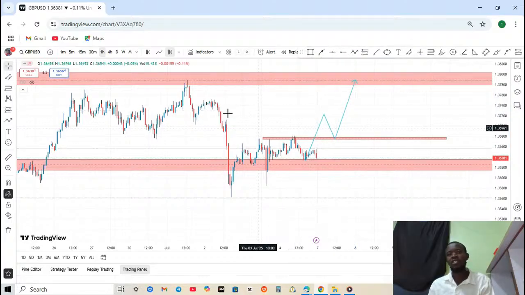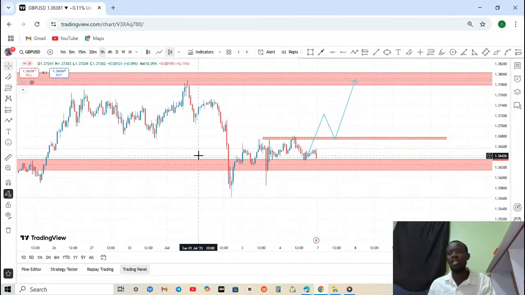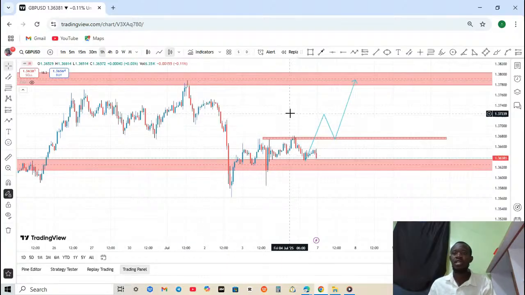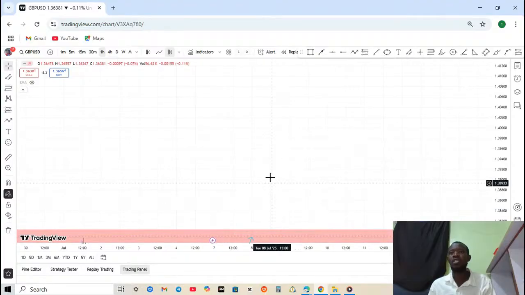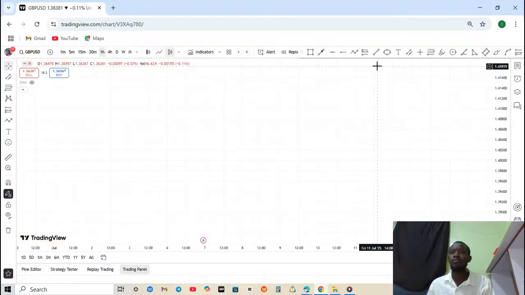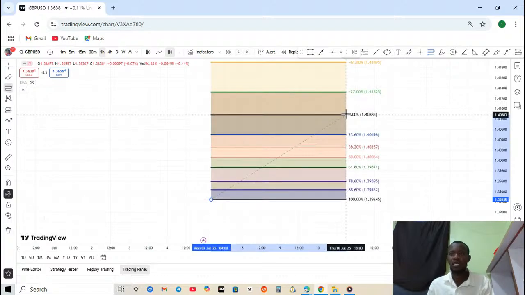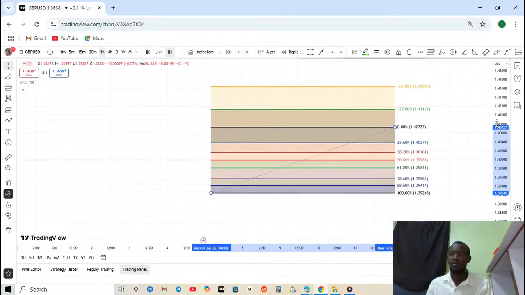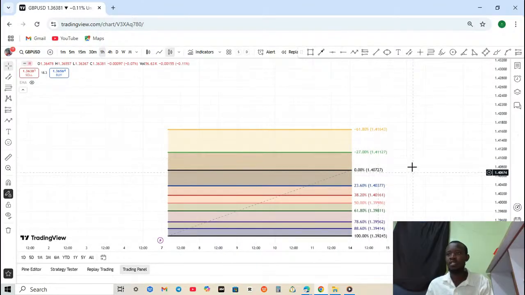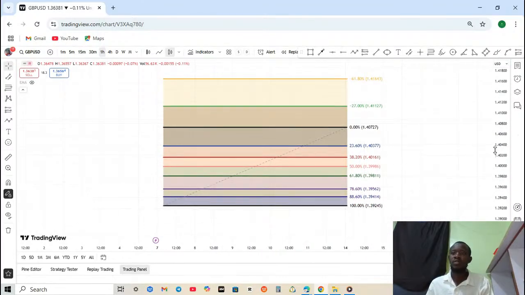My entry criteria, I focus on bullish engulfing, bearish engulfing. I also focus on the Fibonacci retracement. And if it's the first time you're hearing about the Fibonacci retracement, I can still show you something to do with it right here. This is how my Fibonacci looks like.